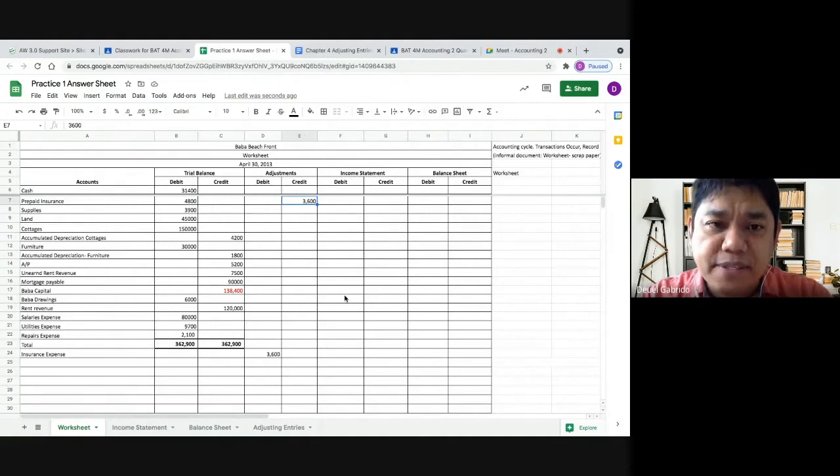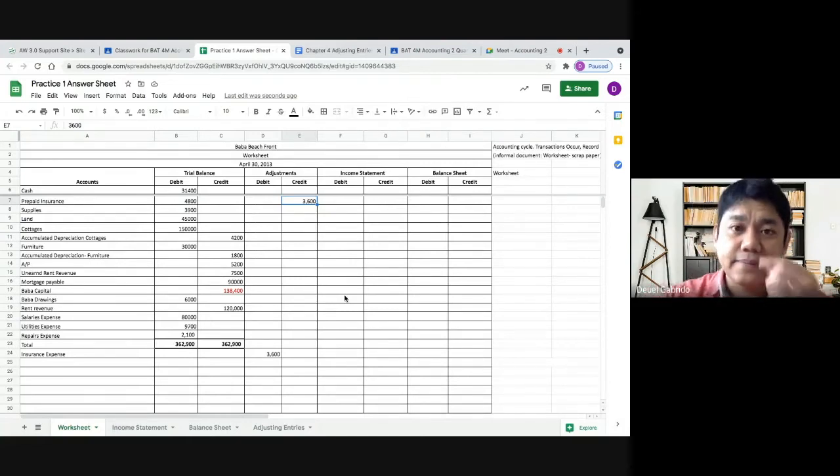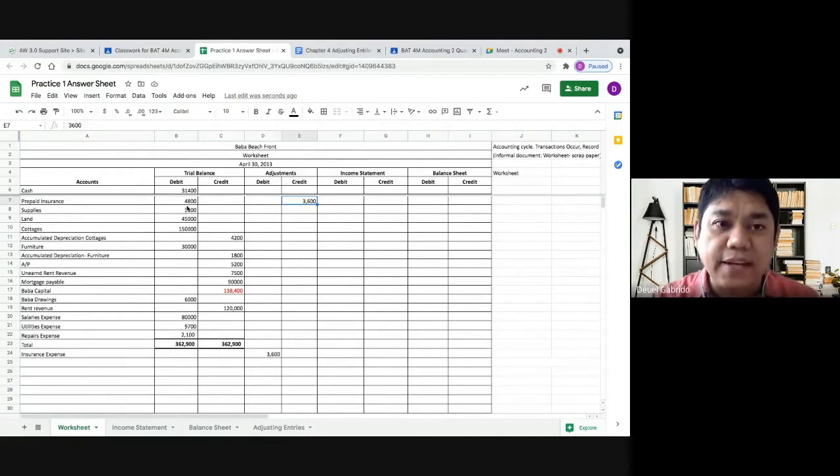What shall we do to get the remaining balance of prepaid insurance? Come on, what shall we do with the 4,800 and the 3,600? Do we have to add them or subtract them to find out what is left? Subtract them. We have to subtract. Okay. And where shall we put the final answer? Is it in the income statement or balance sheet? Come on. Shall we put the difference in the income statement or balance sheet?